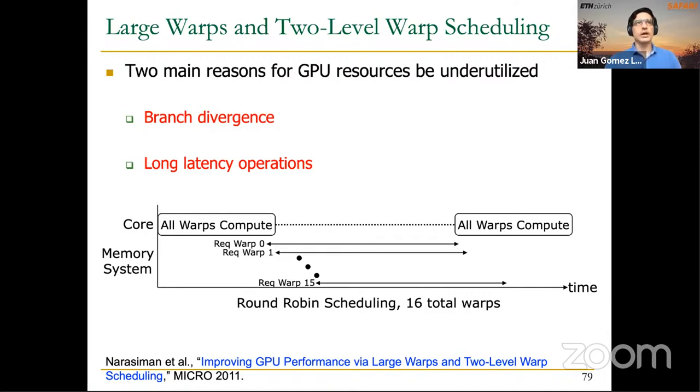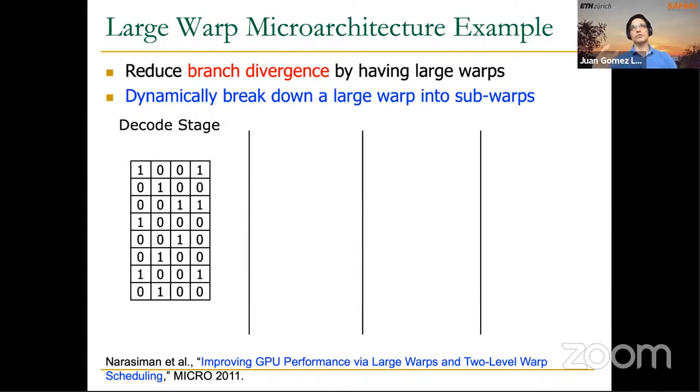Okay, so let's first talk about how to deal with branch divergence. The key idea here is kind of similar to the idea of dynamic warp formation that we have seen in the previous example. The main difference is that instead of merging two different warps of 32 threads, as we did in the previous case, here we are proposing the usage of larger warps, for example, warps composed of 128 threads instead of 32.